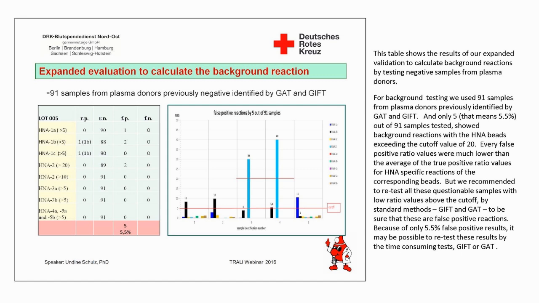Every false positive ratio value was much lower than the average of the true positive ratio values for HNA-specific reactions of the corresponding beads. But we recommended to retest all these questionable samples with low ratio values above the cutoff by standard methods GIFT and GET to be sure that these are false positive reactions. Because of only 5.5% false positive results, it may be possible to retest these results by the time consuming test GIFT or GET.